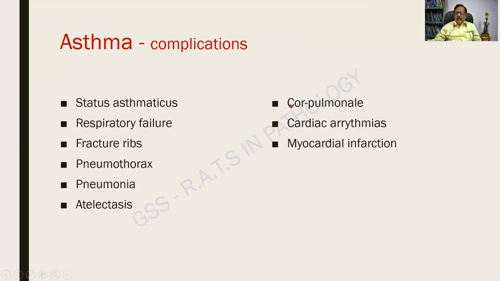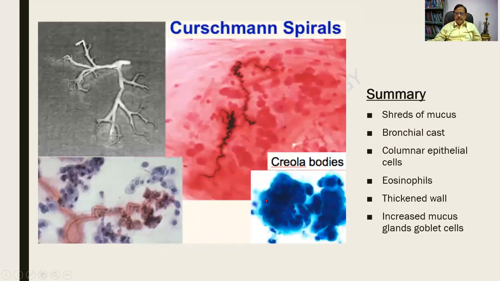And cor pulmonale, whenever the heart fails secondary to a respiratory condition, we call it cor pulmonale. Cardiac arrhythmias and rarely myocardial infarction. These are some of the complications of bronchial asthma. Please do remember them.